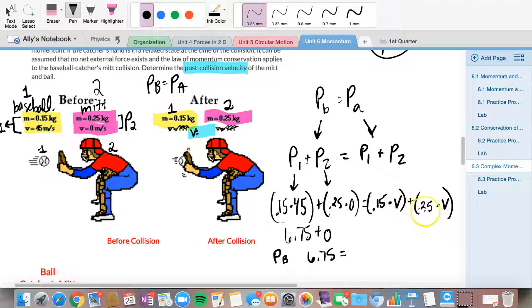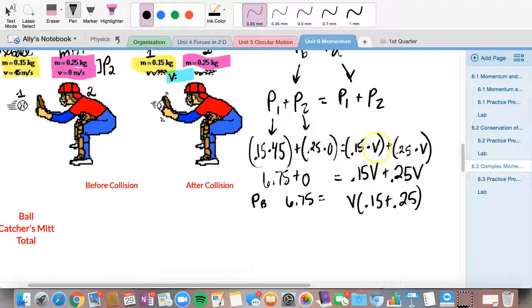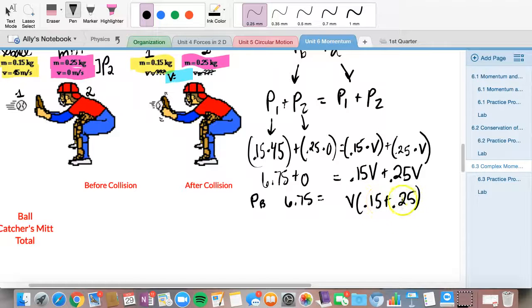I didn't label V1 or V2. I just labeled them both V because they have the same velocity. So next, I'm going to combine them so it looks like this. Now I want to take the V out, so it's 0.15 plus 0.25. So now I'm going to continue. I'm going to add these two together. So my V now equals 0.40.